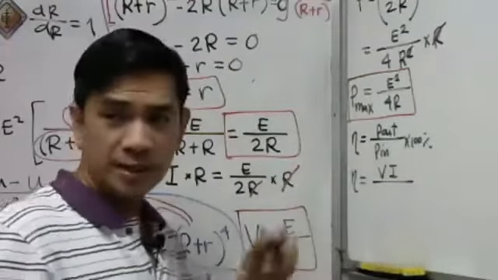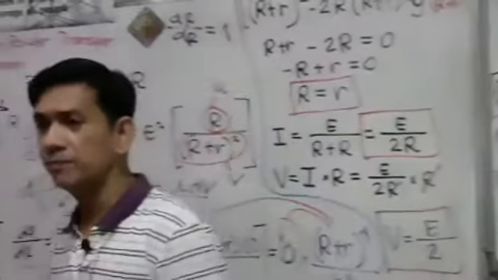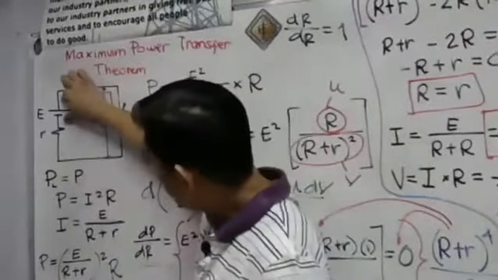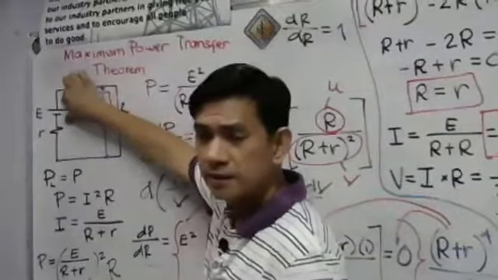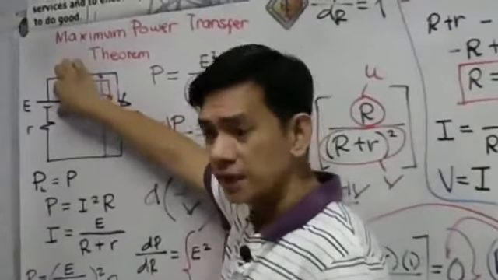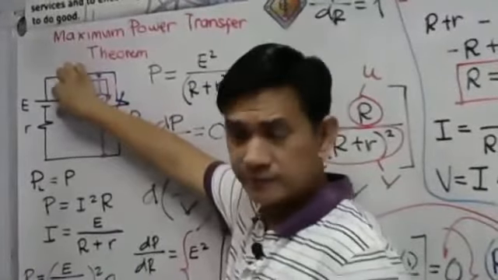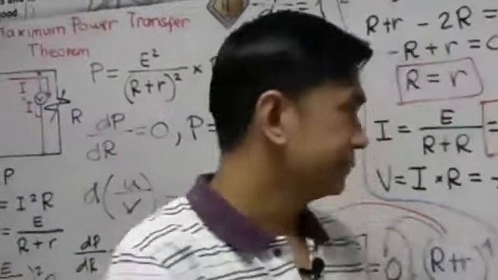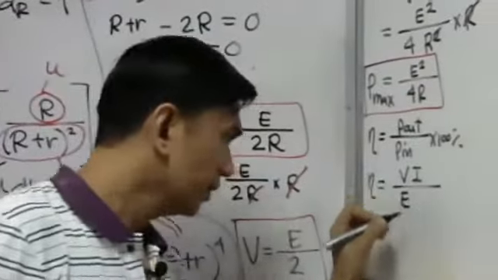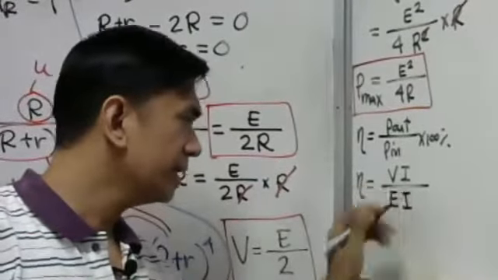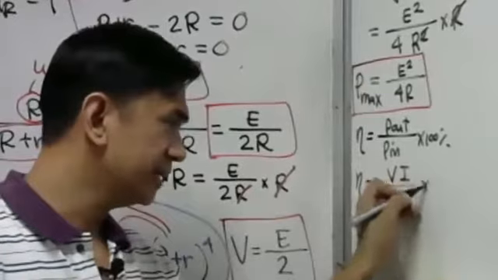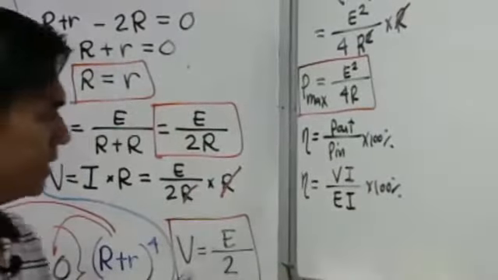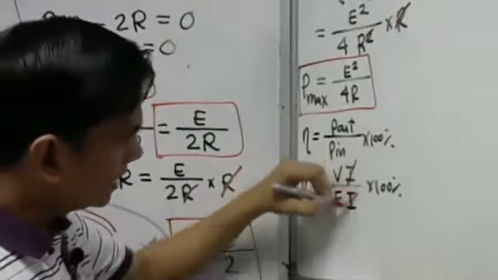What is the power input? The power input is the power from the source, from the battery. What is the power at the battery? Simply the total voltage multiplied by the total current. Who is the total voltage? Our big E. Who is our total current? No other than I, because that is just connected in series. Times 100%. Then, of course, our I will cancel out.